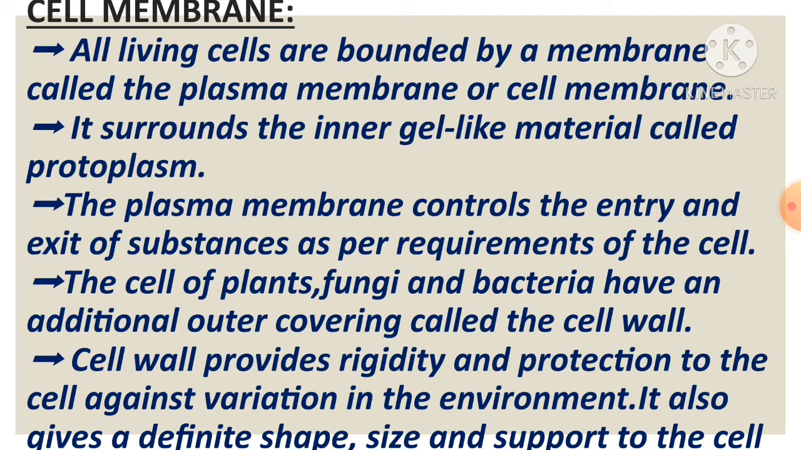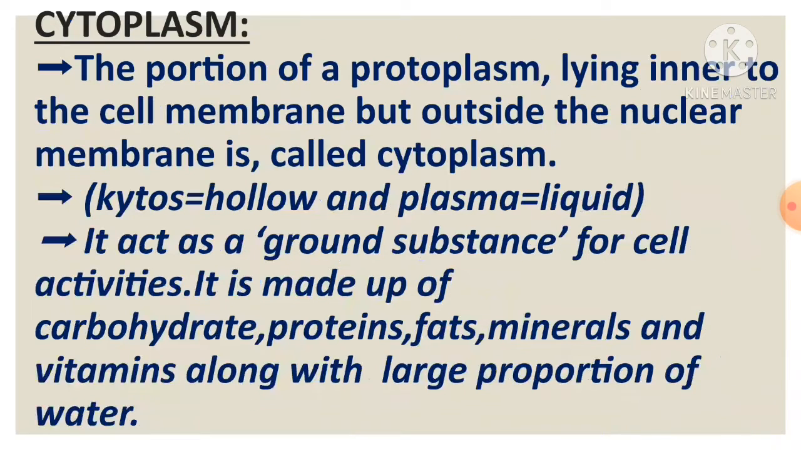Cell membrane. All living cells are bounded by a membrane called the plasma membrane or cell membrane. It surrounds the inner gel-like material called protoplasm. The plasma membrane controls the entry and exit of substances as per the requirements of the cell. The cells of plants, fungi, and bacteria have an additional outer covering called the cell wall. Cell wall provides rigidity and protection to the cell against variation in the environment. It also gives a definite shape, size, and support to the cell.